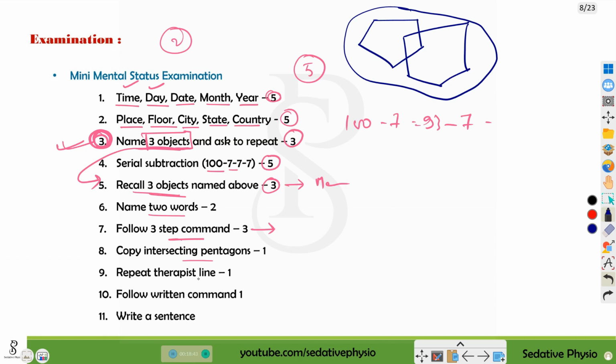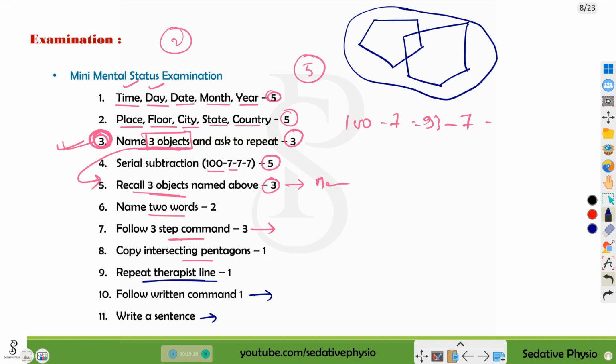Now here in the ninth section, repeat the therapist's line. You have to speak a whole sentence in front of the patient, and the patient will repeat the same sentence as told by you. Okay, now follow the written command. You have to write a command on a paper, and the patient will read the command and perform the particular command. Now at last, the patient will write a random sentence, any random sentence.